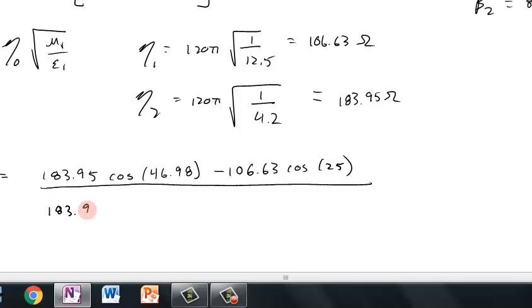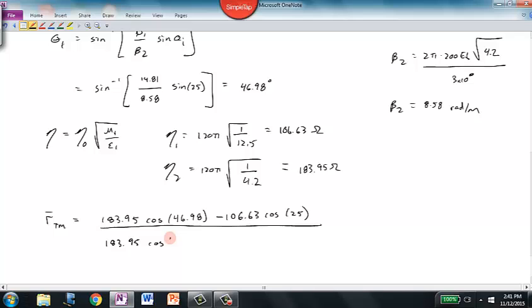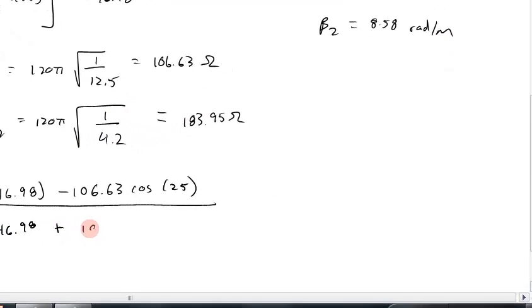And then the denominator is the same, but it's a plus instead of a minus. So 183.95 cosine of 46.98 plus 106.63 cosine of 25 degrees. Make sure your calculator's in degree mode for this calculation, and you will end up with a TM reflection coefficient of 0.1299.